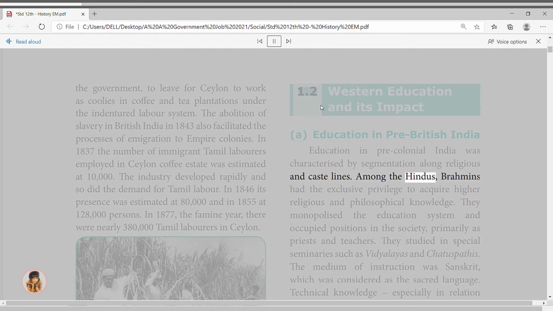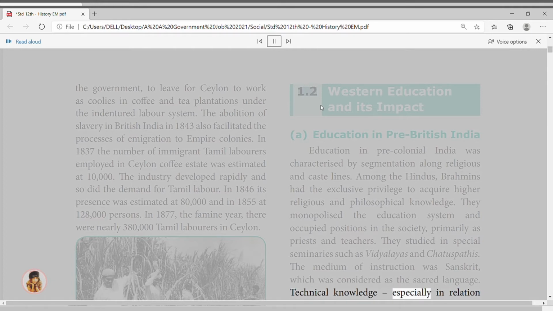Among the Hindus, Brahmins had the exclusive privilege to acquire higher religious and philosophical knowledge. They monopolized the education system and occupied positions in the society, primarily as priests and teachers. They studied in special seminaries such as Vidyalayas and Shataspathis. The medium of instruction was Sanskrit, which was considered the sacred language.